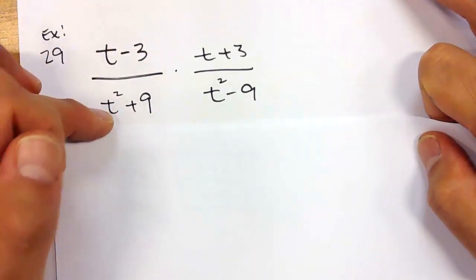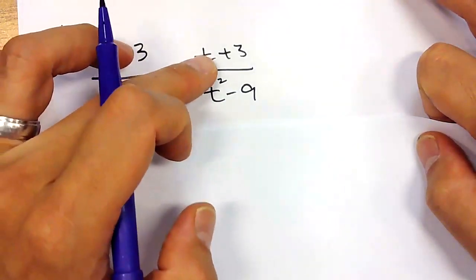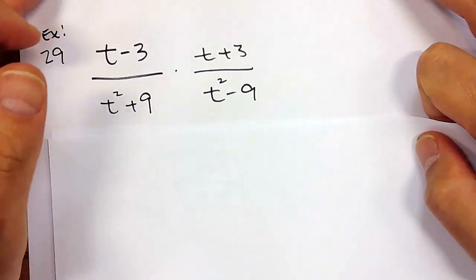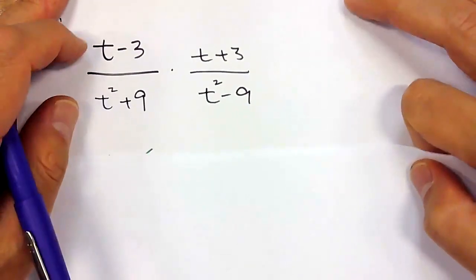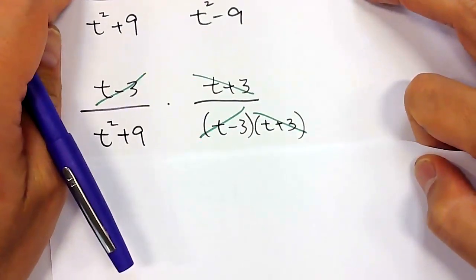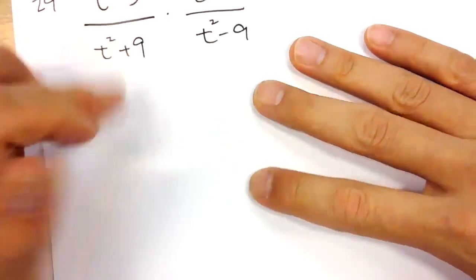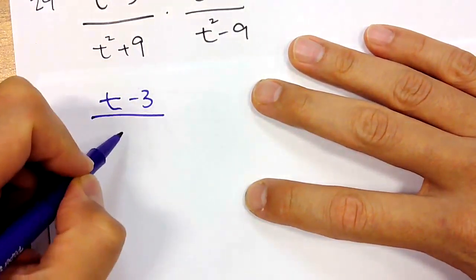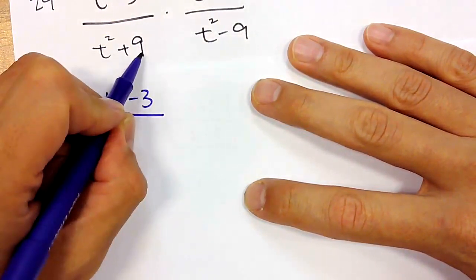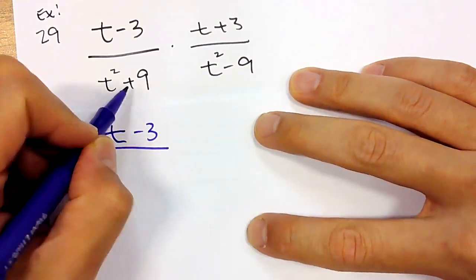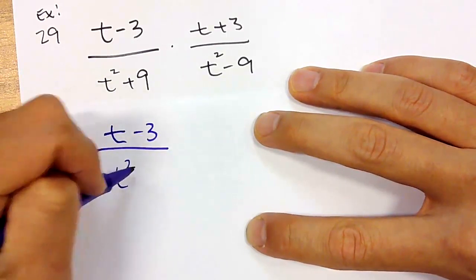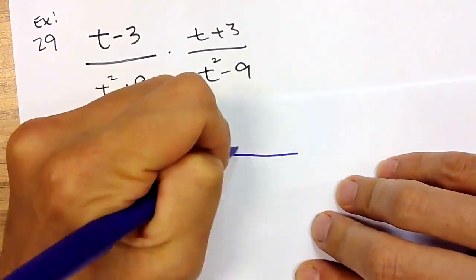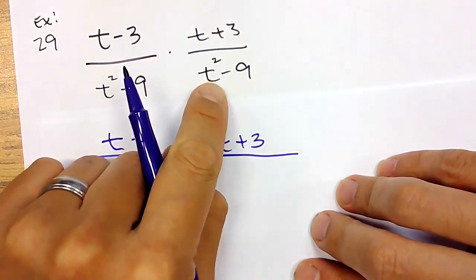T minus 3 divided by T squared plus 9 times T plus 3 divided by T squared minus 9. Okay, there's nothing I can cancel out, but I am going to factor it first. So if I factor this, I cannot factor that, so it's T minus 3 over T squared plus 9. Perfect square, yes. Perfect square, yes. There's a plus sign between them, so I cannot do anything with that. It's not a special form. Times T plus 3 over T squared minus 9.